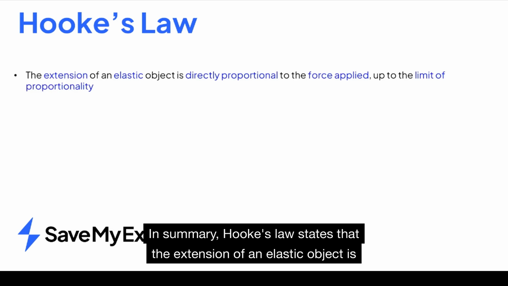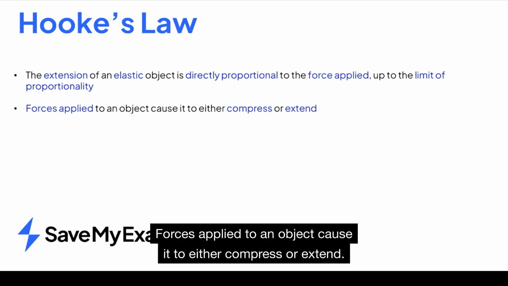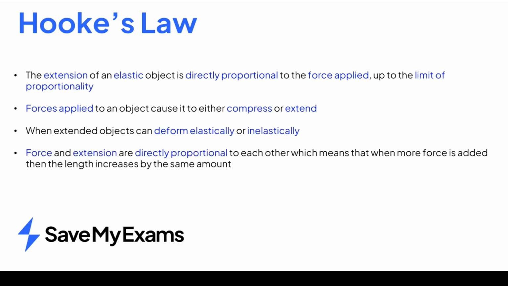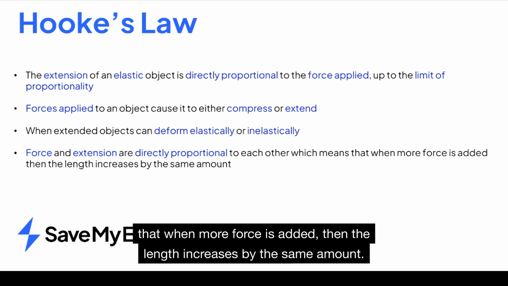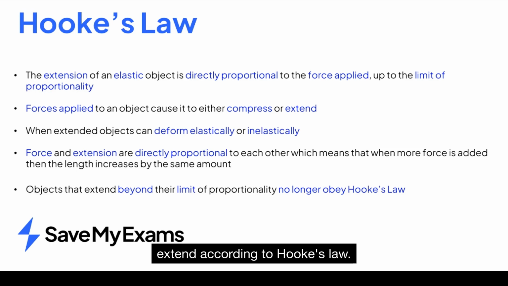In summary, Hooke's law states that the extension of an elastic object is directly proportional to the force applied, up to the limit of proportionality. Forces applied to an object cause it to either compress or extend. When extended, objects can deform elastically or inelastically. Force and extension are directly proportional to each other, which means that when more force is added, the length increases by the same amount. Objects that extend beyond their limit of proportionality do not extend according to Hooke's law.